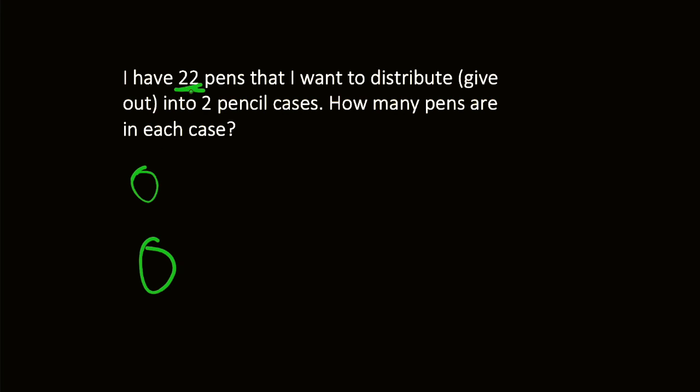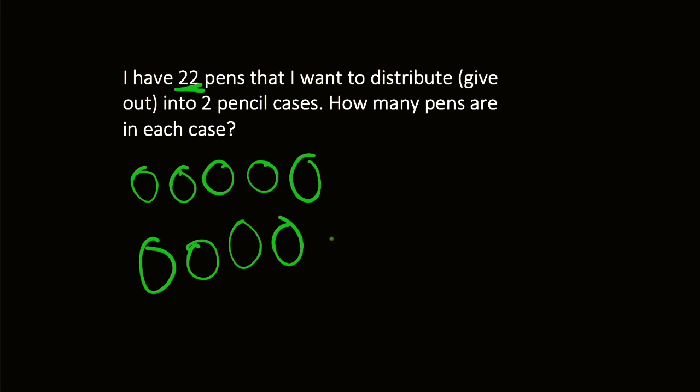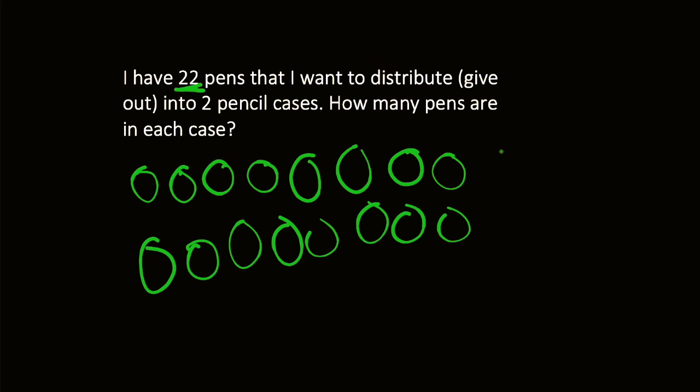So we need to split 22 pencils into 2 cases. How do we do that? We simply keep adding 1. If we add 2 pens in each case, we get 4, 3 pens is 6, 4 pens is 8, 5 pens is 10, 6 pens is 12, 7 pens is 14, 8 pens is 16, 9 pens is 18, 10 pens is 20, 11 pens is 22. That's what we needed because there's 22 pens in total.